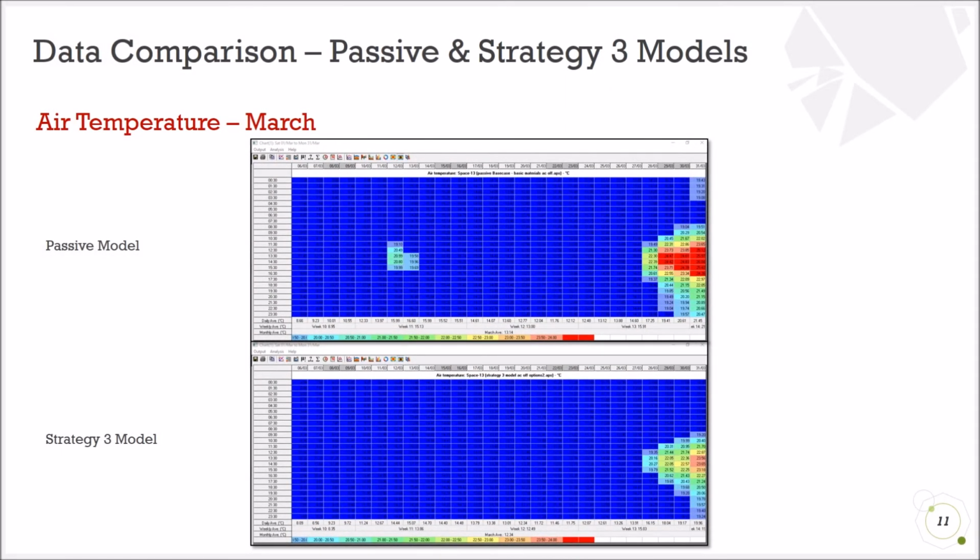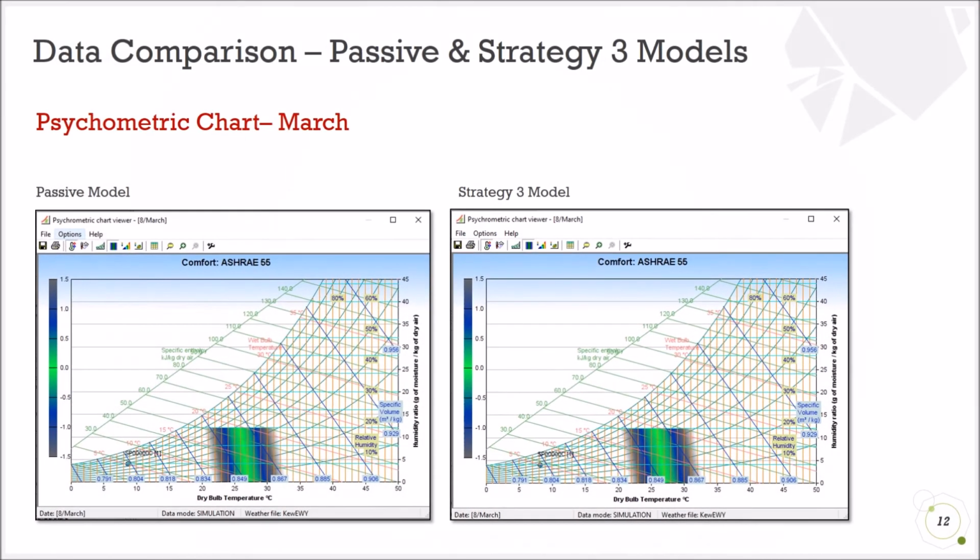The air temperature simulation data of the whole March month shows clearly that the direct gain of the passive model performed better than the Sunspaces. Also, the psychrometric chart confirmed this conclusion.